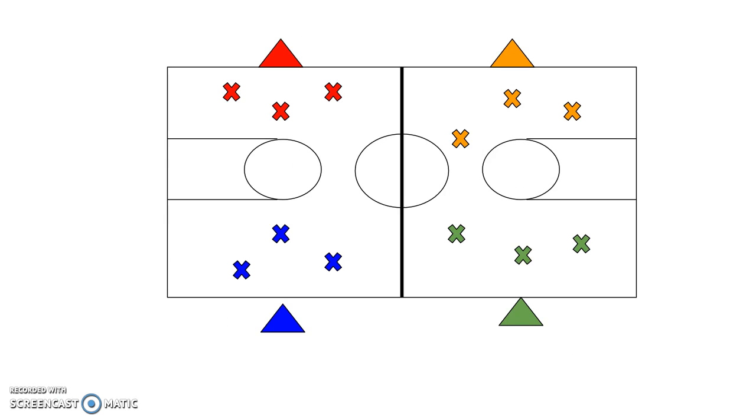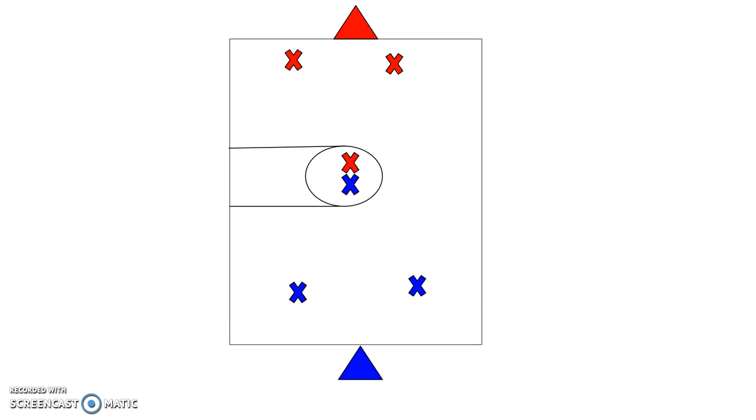So in this specific game, we have red versus blue on half of the court and yellow versus green on the other half of the court. Specifically in this game, red versus blue, again, they're only on a half court. Red and blue will send a representative to play rock, paper, scissors to see who starts with the ball. And it looks like red's going to start with the ball.